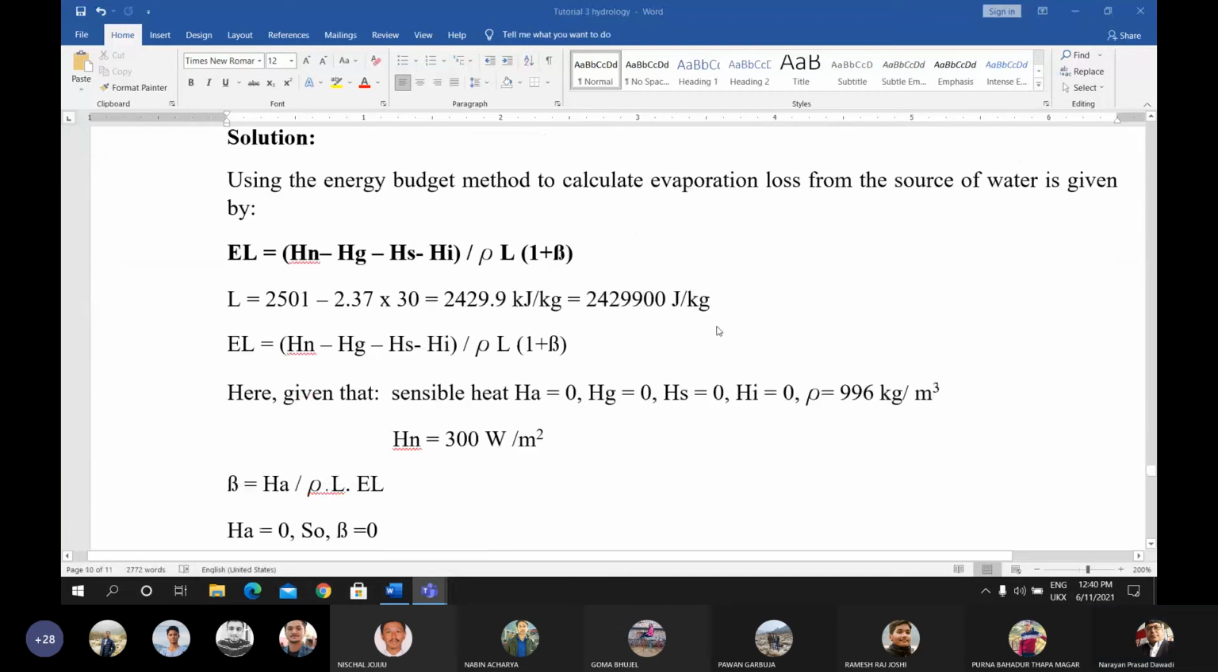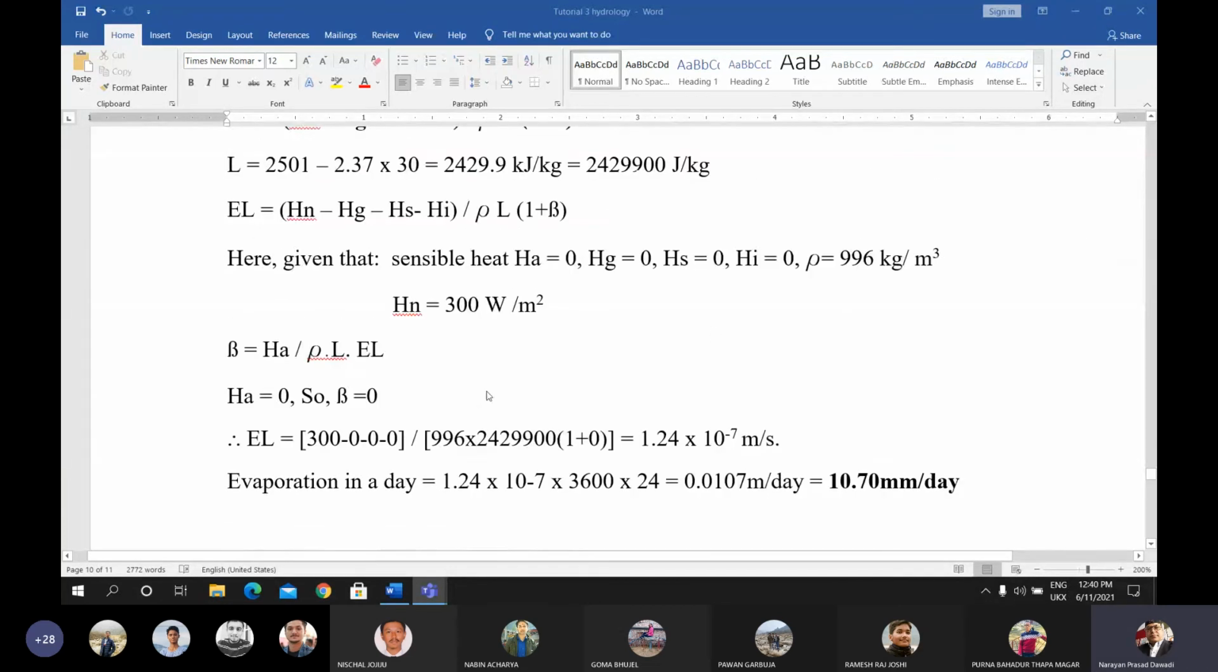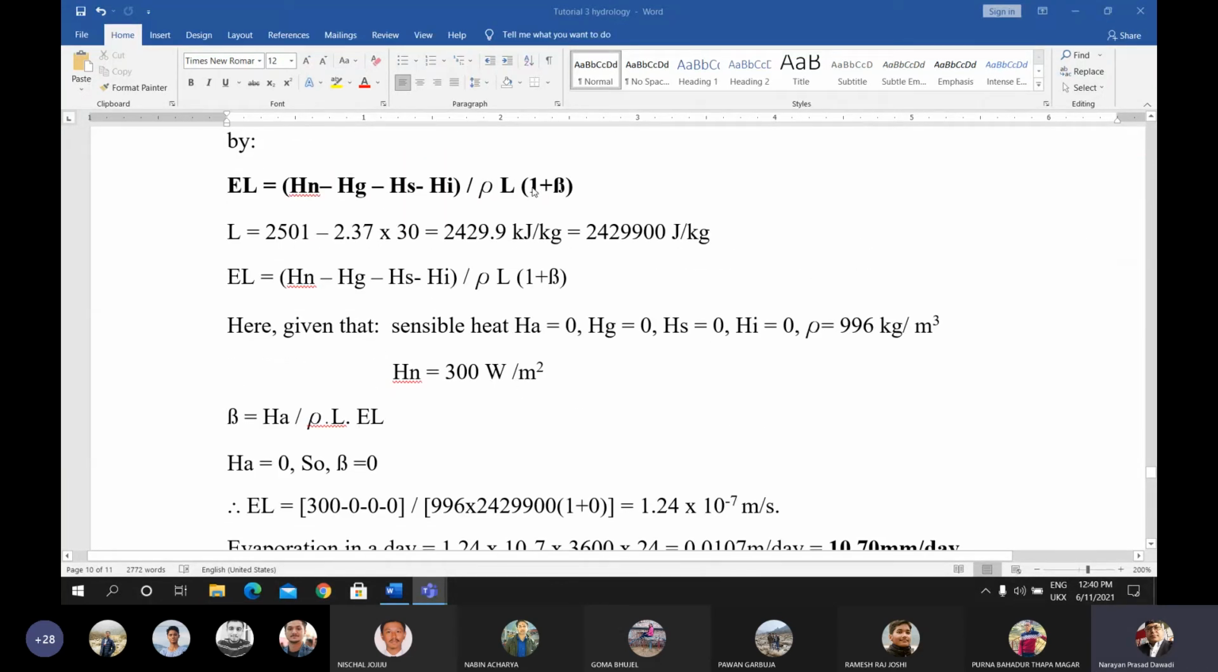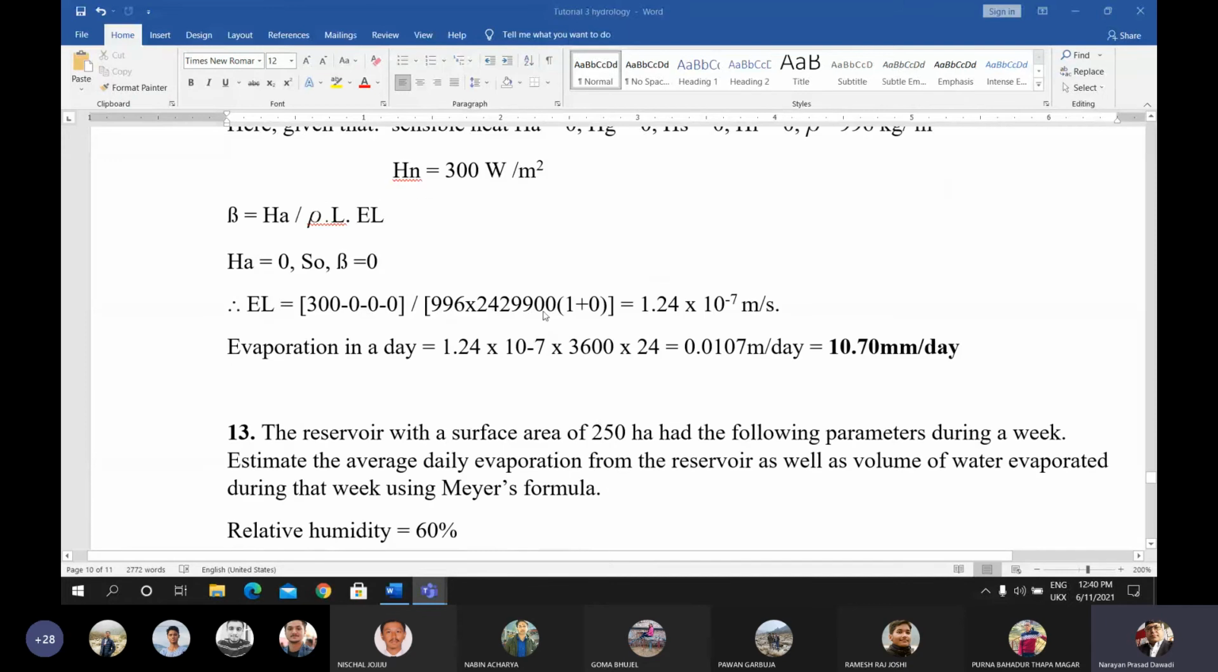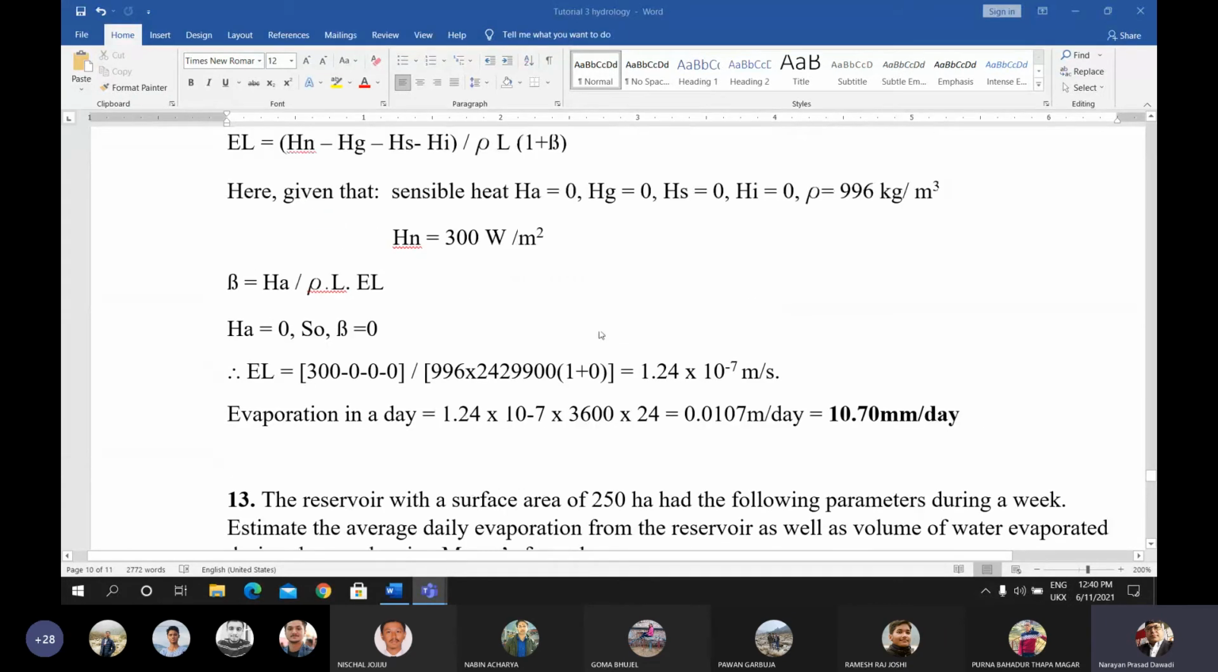996 is rho, and the rho L, latent heat of evaporation, is calculated as 2429,900 joules per kg, and this is the latent heat of vaporization, plus 1 plus beta is the formula, beta is 0. Okay, you will get the evaporation loss as 1.24 into 10 to the power minus 7 meter per second. In this way you can calculate the rate of evaporation.